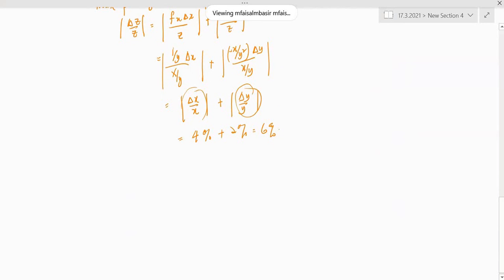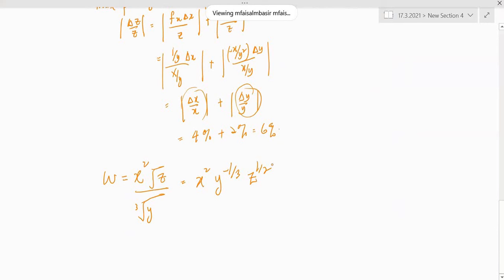So say that if we have W equals to X squared square root Z over cube root Y. Okay, so you can write this as X squared Y to the power of negative 1 over 3 Z to power of half.